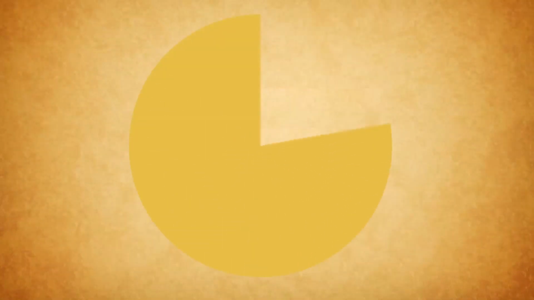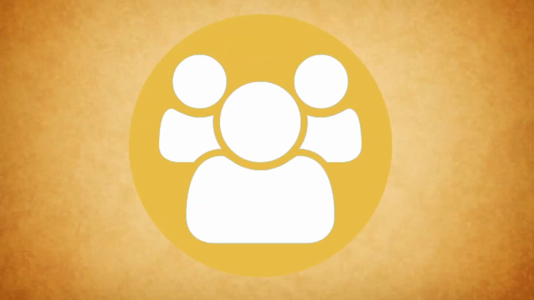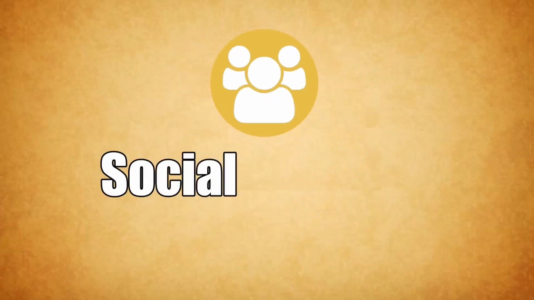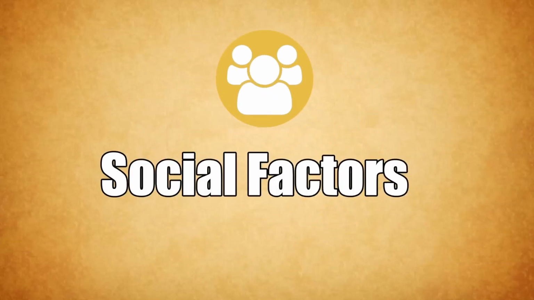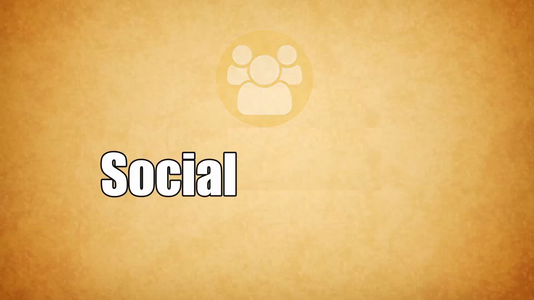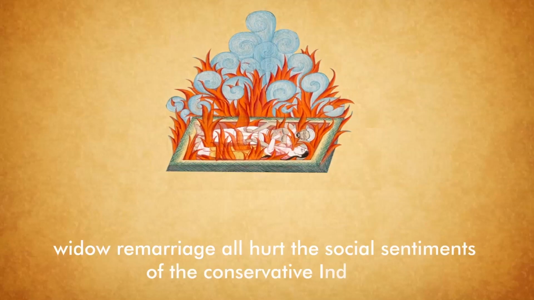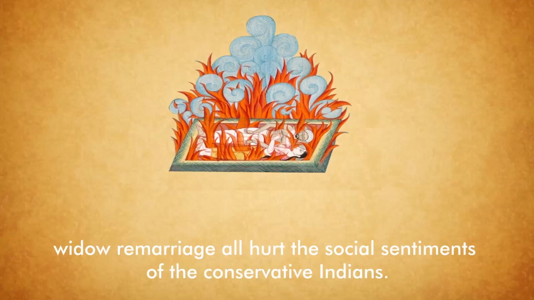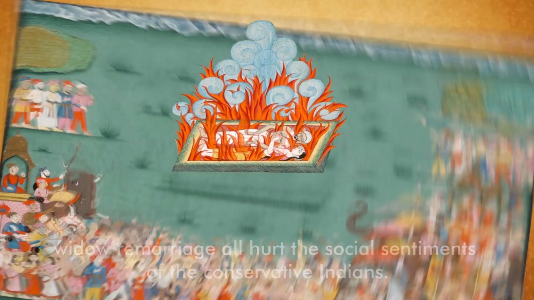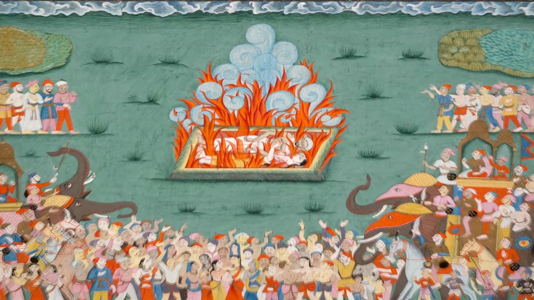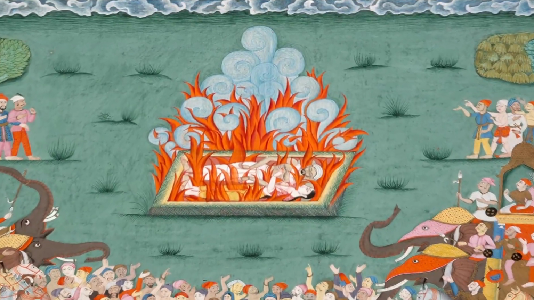Let's take a quick look at the social factors behind the revolt of 1857. Earlier invaders and rulers never touched the social hierarchy of the country, so the Indians never felt discriminated. The British, on the other hand, asserted their racial supremacy and practiced discrimination. Indians were not allowed to hold high posts in the government. The introduction of Western education, abolition of sati, widow remarriage, each of these hurt the social sentiments of the conservative Indians.